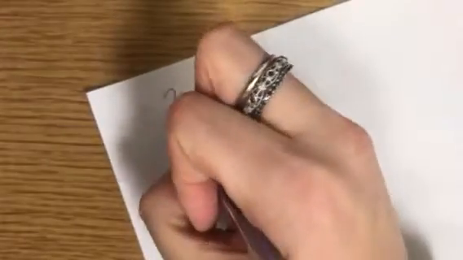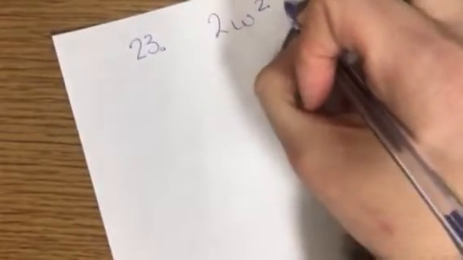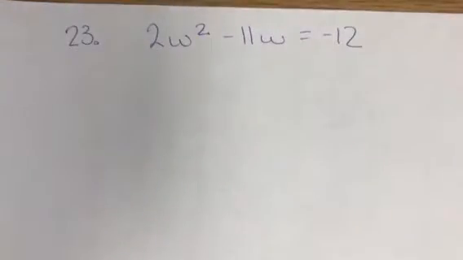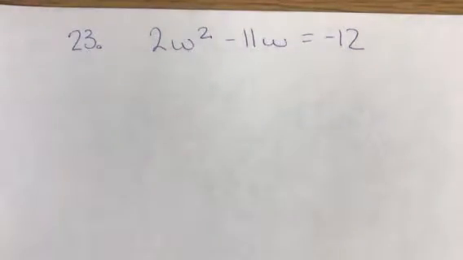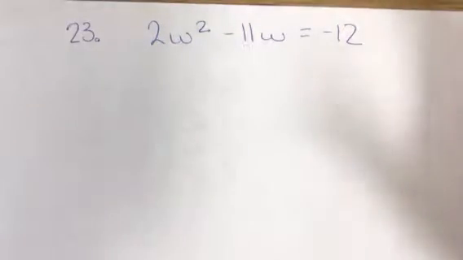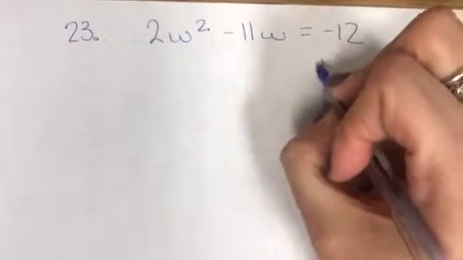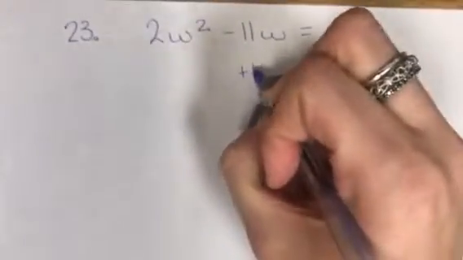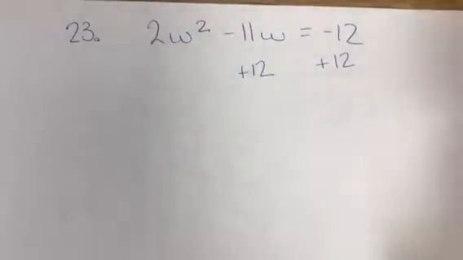Okay, then let's also take a look at 23. I'm not going to do the entire thing, but I'll make sure I get you a really good start on it. So we have 2w squared minus 11w equals -12. Okay, this problem does not equal 0. And remember, we can't do anything solving by factoring unless it equals 0 to start with. So we need to move this 12 over to the other side to make it equal 0. Right? I'm undoing a negative with a positive.